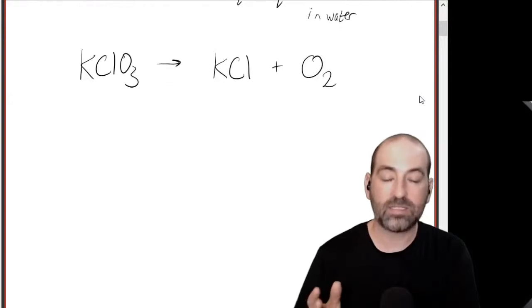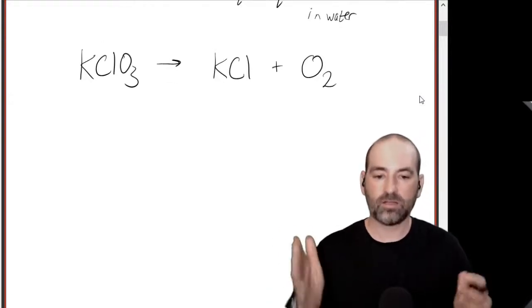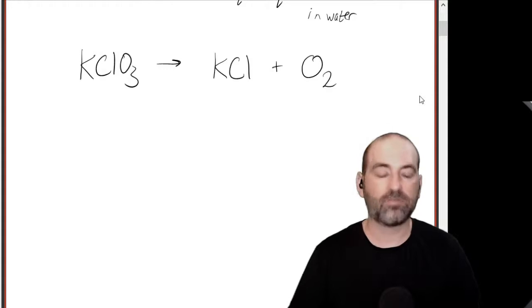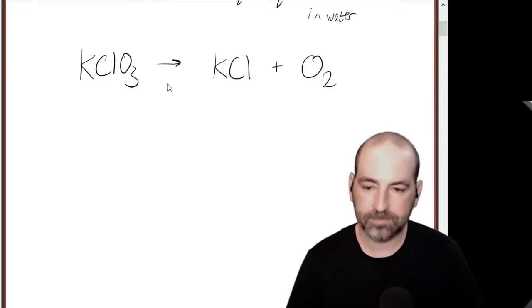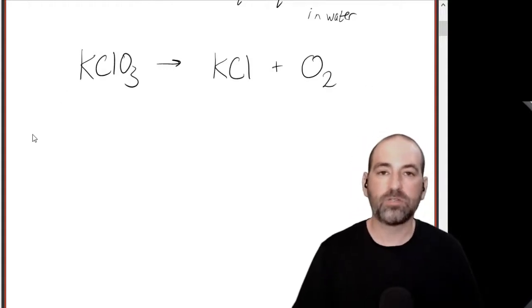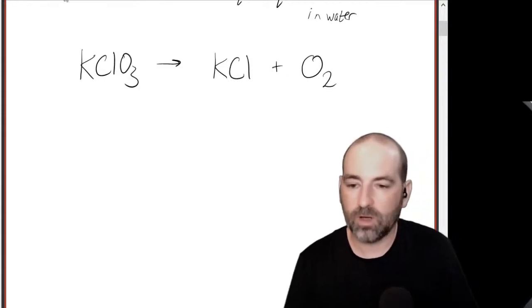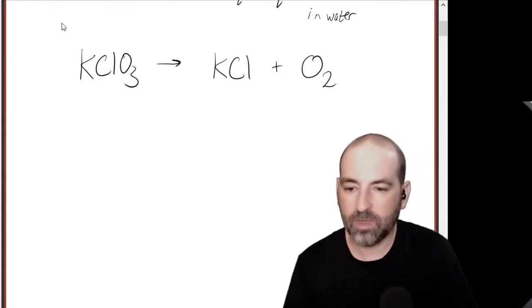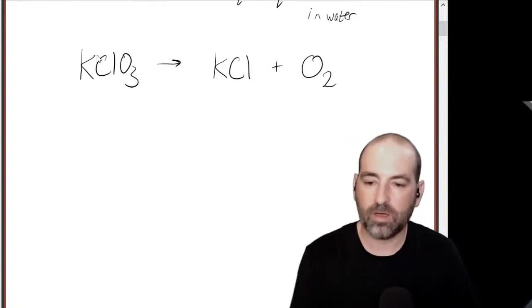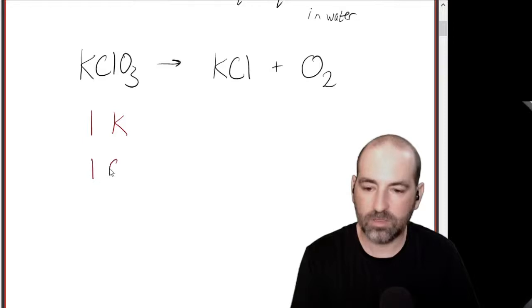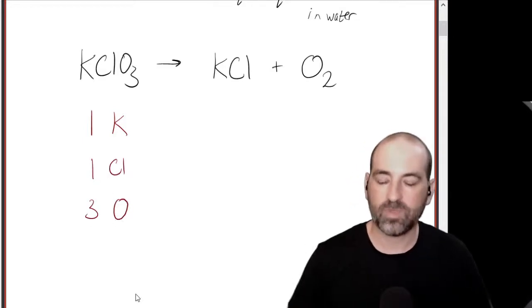So we're going to look at a systematic way where you can say, all right, here's my equation. Here are the things I have to do to make sure it gets balanced. So the first step is to just count up your atoms on each side. So I've got this equation here, and I'm going to count up on the left. I've got 1 potassium, 1 Cl, and 3 O, 3 oxygens. See how I do that?